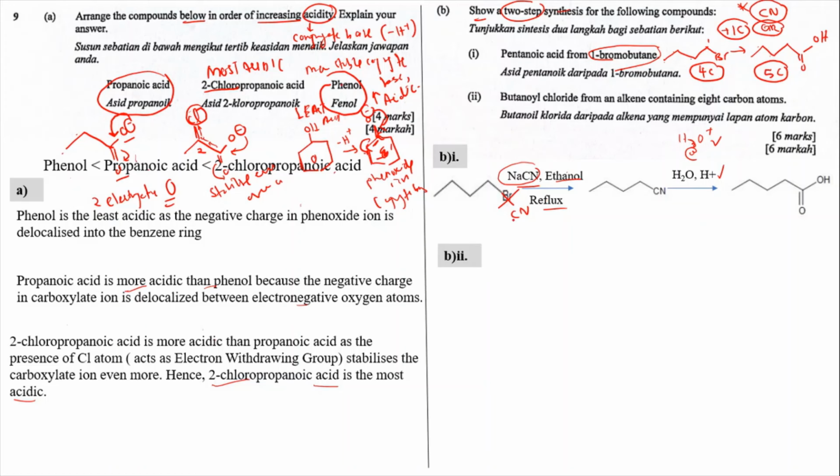Now you might be wondering, sir, can I use a Grignard reagent? Now let us look into the Grignard reagent. Let's say you have 1-bromobutane, and you react that with magnesium in the presence of dry ether. What you're going to produce is the MgBr compound here. This is your Grignard reagent, and then in order to produce a carboxylic acid, you need to react it with carbon dioxide followed by hydrolysis.